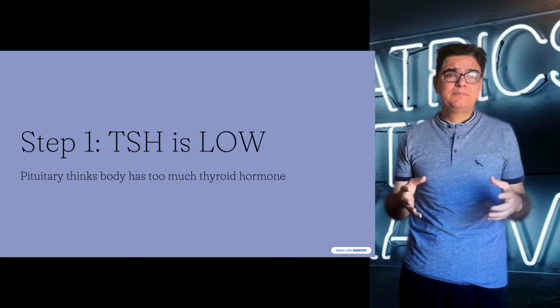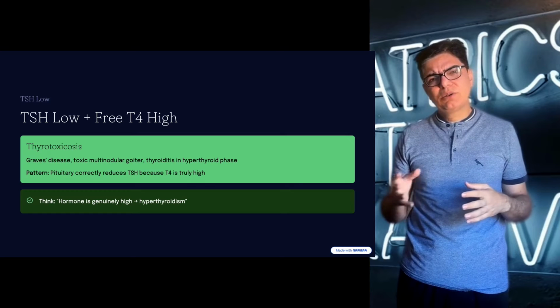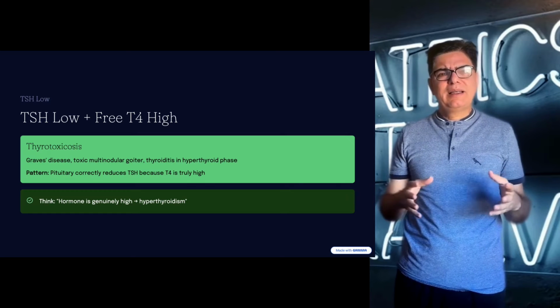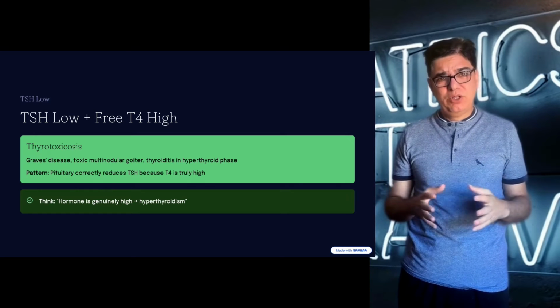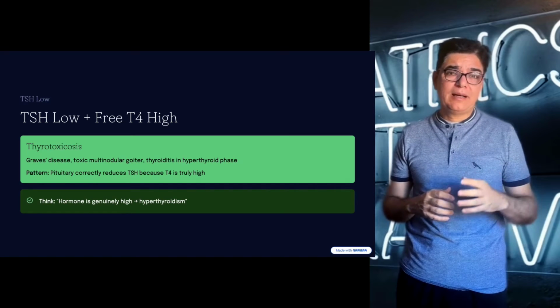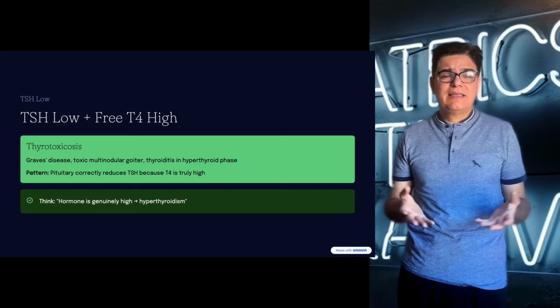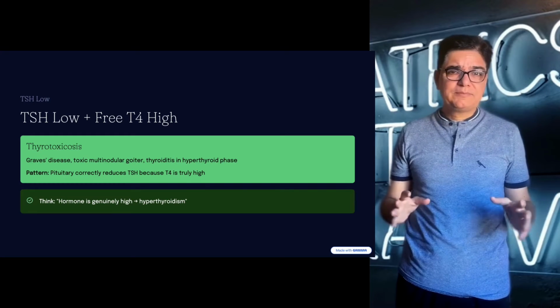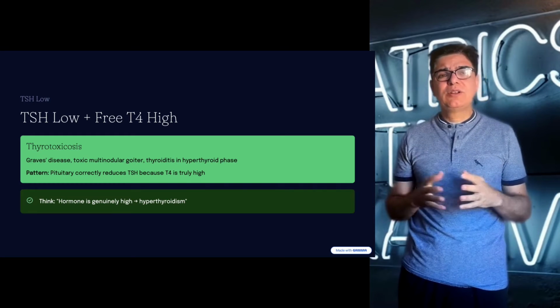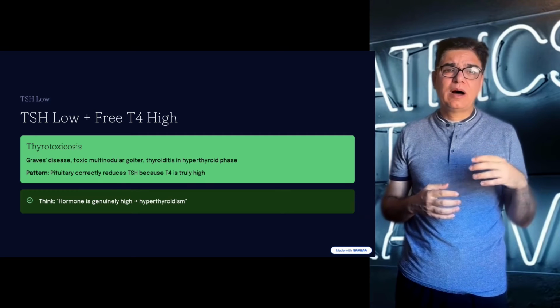So we might see that the TSH is low and the free T4 is high. So if the free T4 is genuinely high, that confirms the pituitary's suspicion. That is what we call classic thyrotoxicosis, like Graves' disease, toxic multinodular goiter, or thyroiditis in the hyperthyroid phase of the illness. Now the lab and the patient physiology are both telling the same story, and that is too much of the circulating hormone.